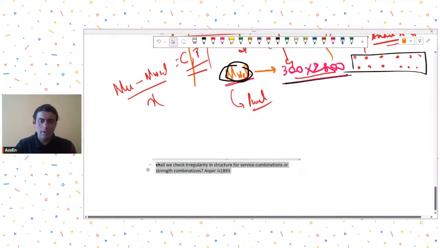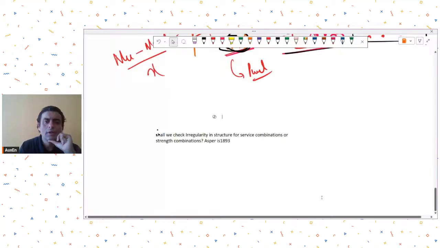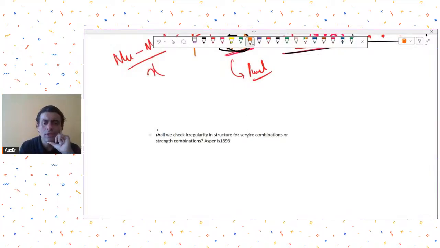But vertical irregularities, whether they are horizontal or vertical, they are more to do with the configuration. How do combinations come into this? I mean, for any combination you check, it shall come out to be an irregularity, isn't it? Whether it's a torsional irregularity or mass irregularity or whatever is the irregularity, it will come out to be irregular, whatever load combination you use.